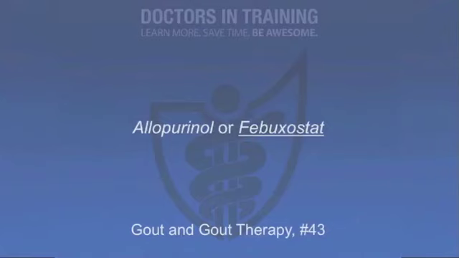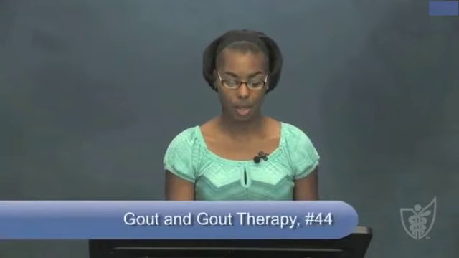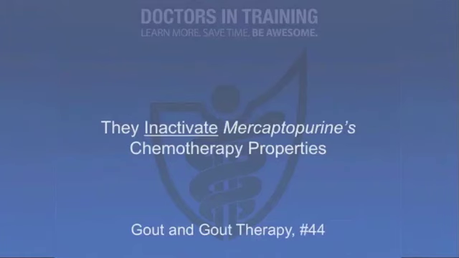And for patients undergoing treatment for leukemias and lymphomas, as we touched on briefly a little bit earlier, they can have tumor lysis syndrome, and the tumor cells will actually release a lot of urate, which can end up causing urate nephropathy. We use allopurinol or febuxostat to prevent that. The only corollary to that is that when you use the chemotherapeutic agent mercaptopurine, xanthine oxidase inhibitors should be avoided because they actually inactivate mercaptopurine's chemotherapy properties. And so this is basically a kind of a board review question.